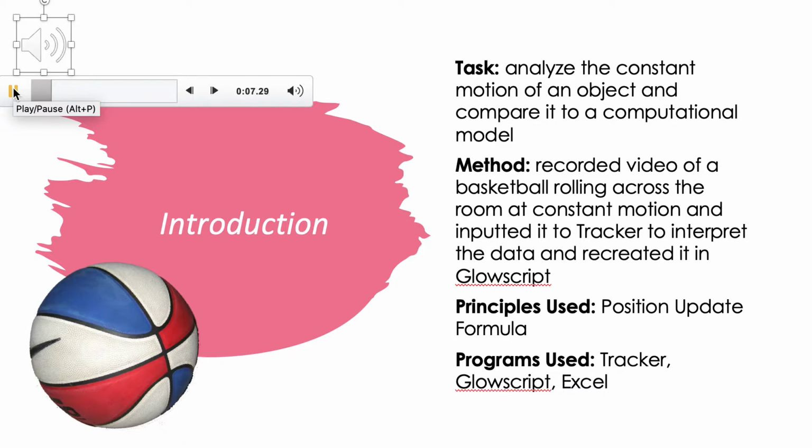I chose to analyze a basketball, and my general method was that I recorded a video of a basketball rolling across the room at constant motion, and I inputted this video into Tracker, where I was able to plot position and time points and interpret that data, as well as use it to recreate a computational model in GlowScript.